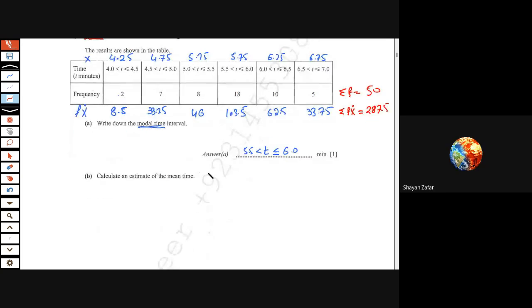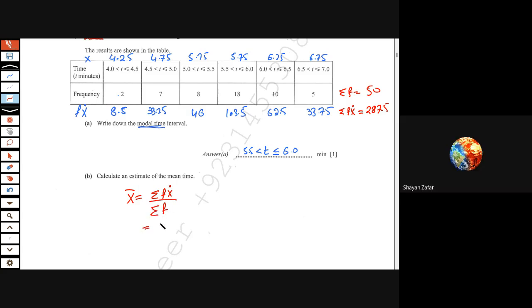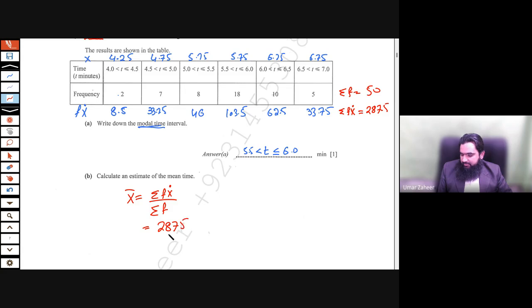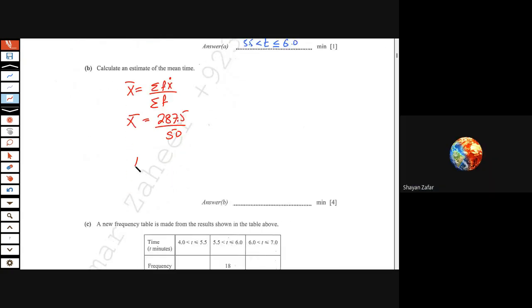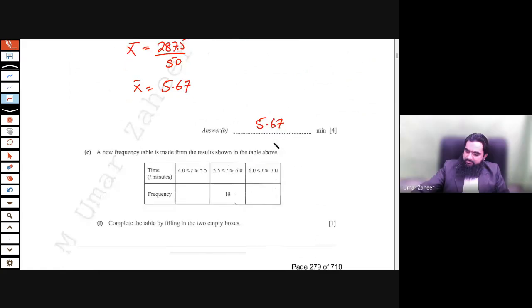Okay, so let's see how to find it. The mean is equal to summation of f of x dot divided by summation of f. That will be 287.5 divided by 50. Yes, that will be equal to 5.75, about 5.7. The calculation, it's clear?